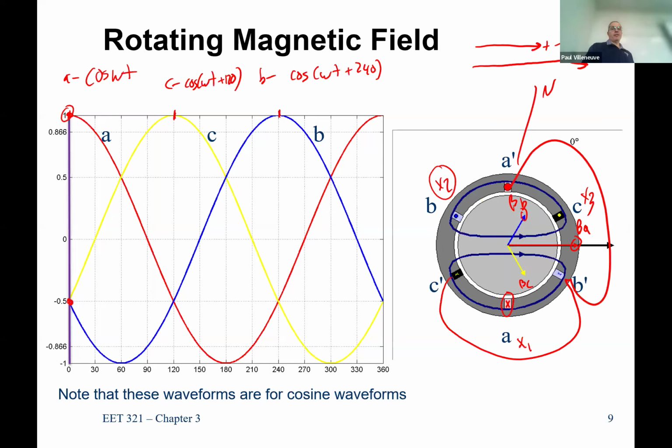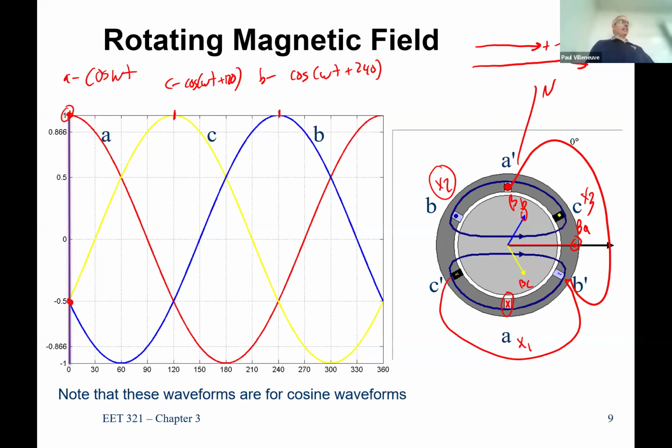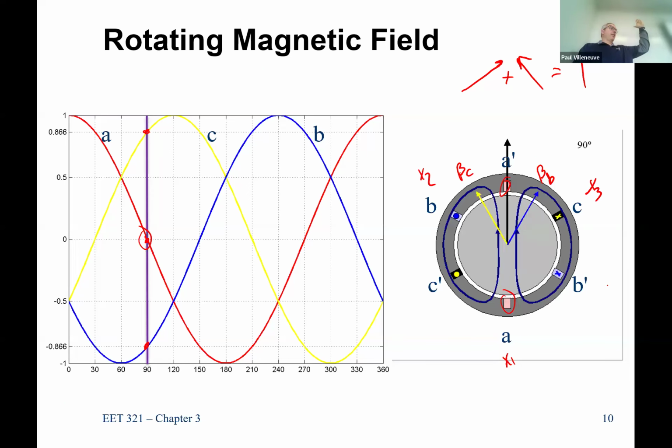Why is that important? Because electrically, I've rotated 90 degrees, right? I started out at 0, and then I went to 90 degrees. Magnetically, I started at 0, and then I rotated 90 degrees. And so what we're going to learn is magnetically also means mechanically. We're going to get mechanical rotation corresponding to that as well.